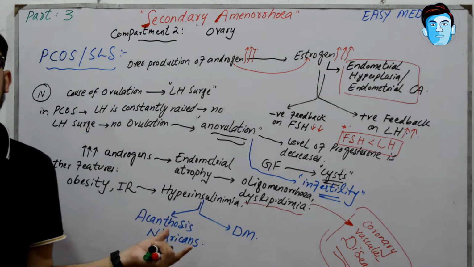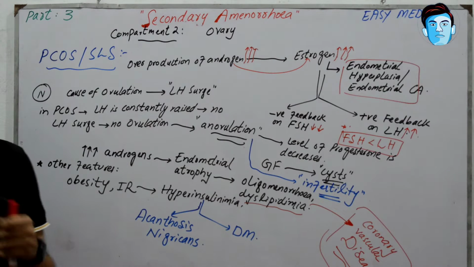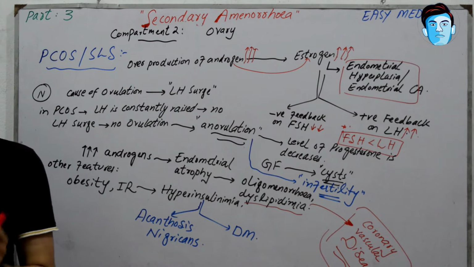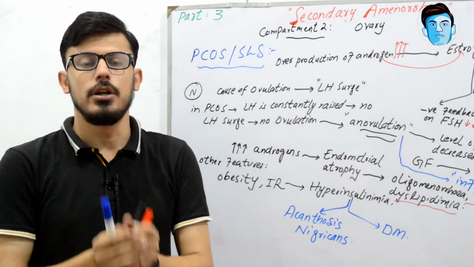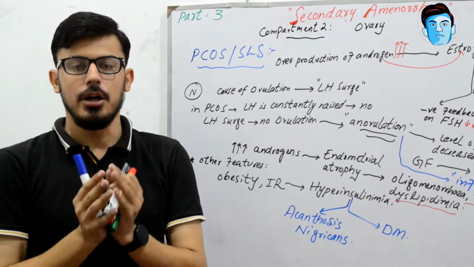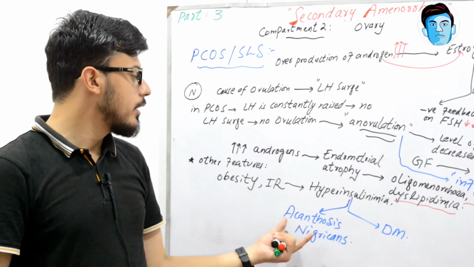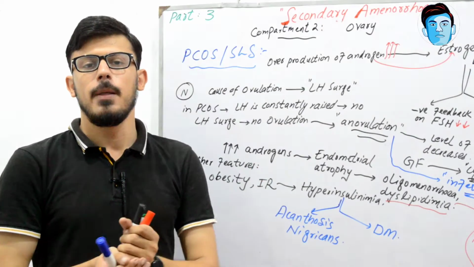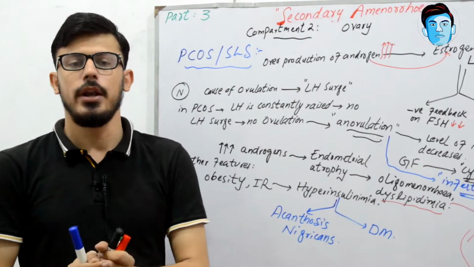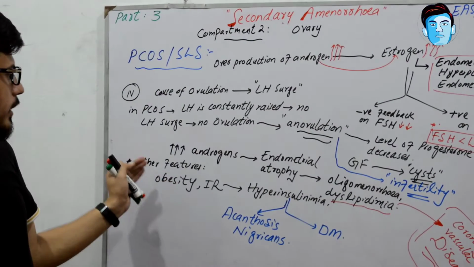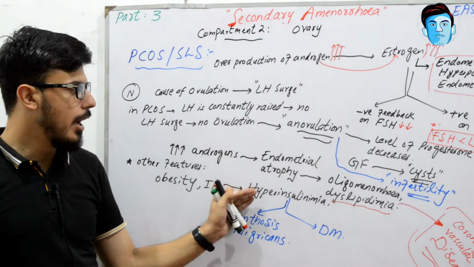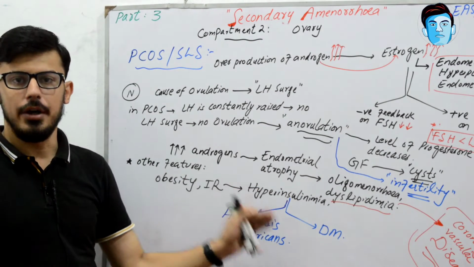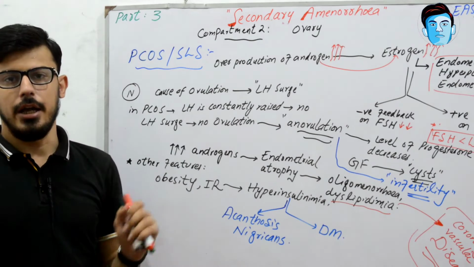Actually it is a skin condition that causes dark discoloration in the body folds and creases. And usually the dark pigmentation appears on the axilla, groin and neck area. So the other features are obesity and insulin resistance. Insulin resistance leads to hyperinsulinemia. Hyperinsulinemia in turn leads to diabetes and acanthosis nigricans.